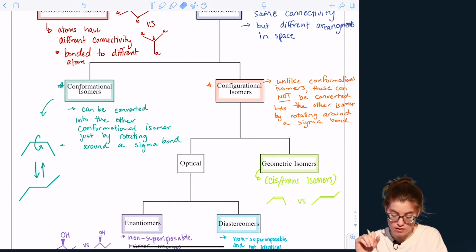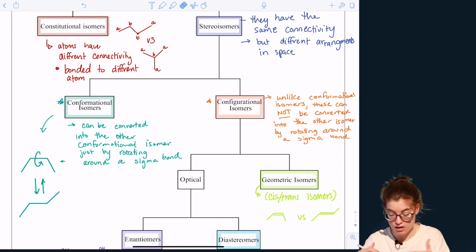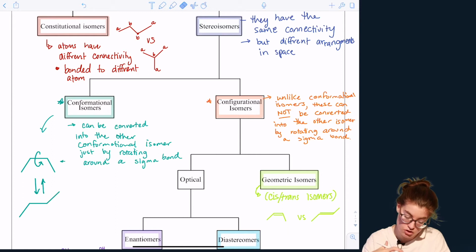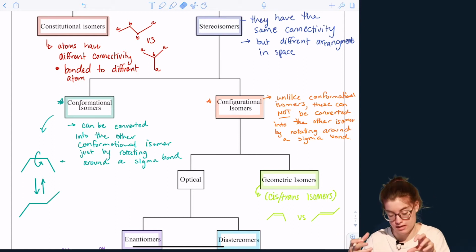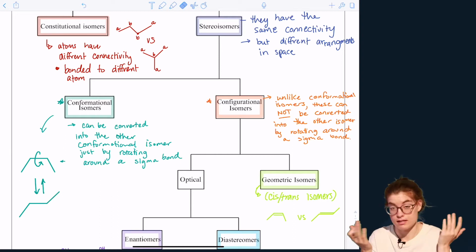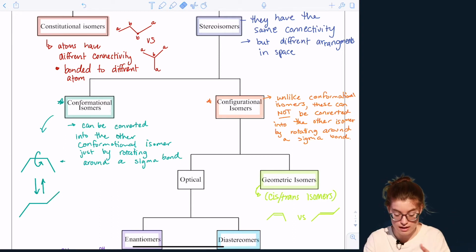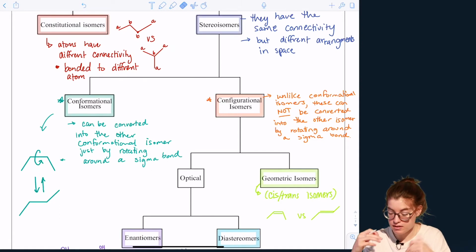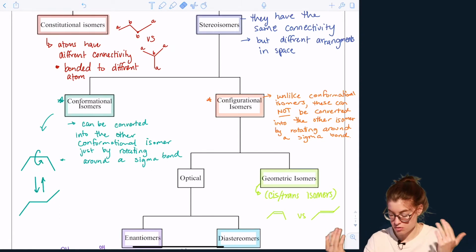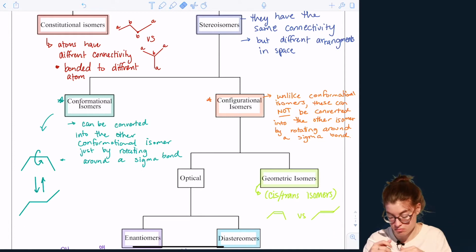Okay, so there are then two subcategories of stereoisomers: conformational isomers and configurational isomers. The difference between them is that conformational isomers can be converted to each other just by rotation around a sigma bond, whereas configurational isomers, unlike conformational isomers, cannot be converted into the other isomer just by rotating around a sigma bond.